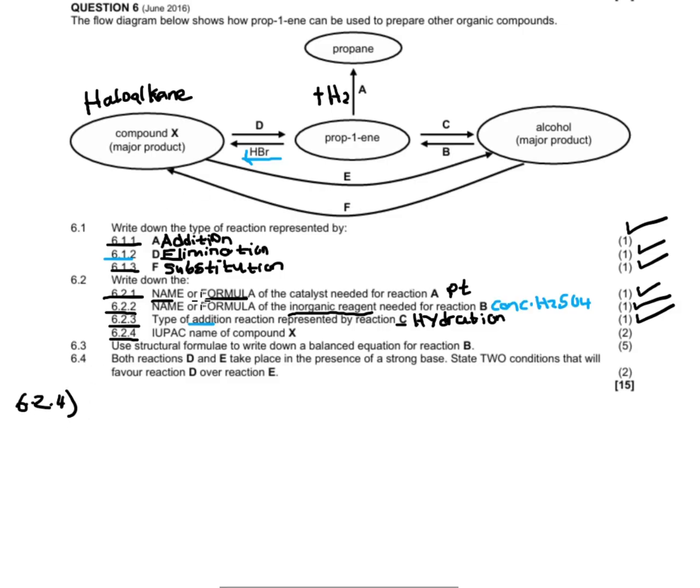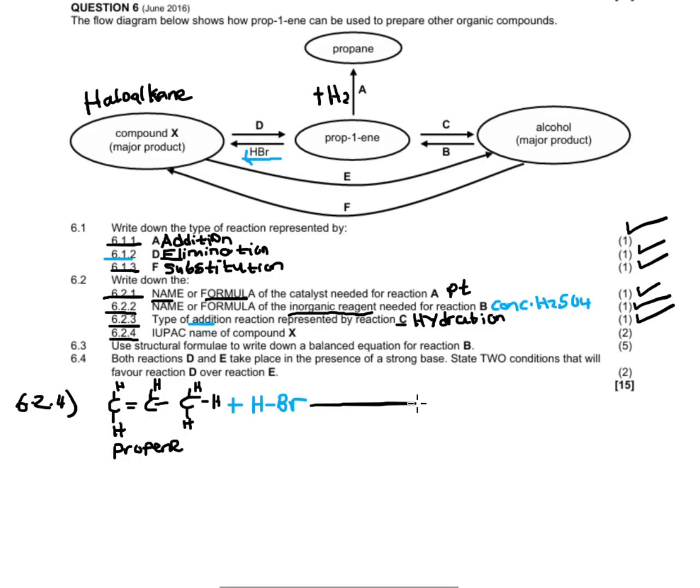6.2.4 here, and then it's going to be prop-1-ene. I know that is 3 carbons, 1, 2, 3, and the double bond is there. This is my propene. But what did we add? We added the hydrogen bromide, so it's plus HBr. And then what are we going to form?